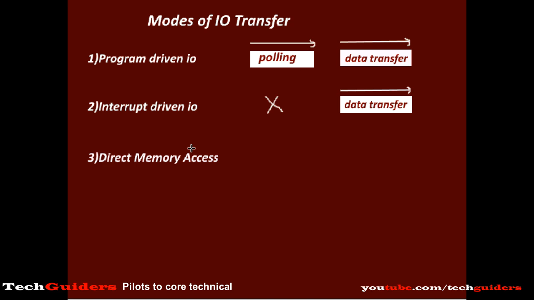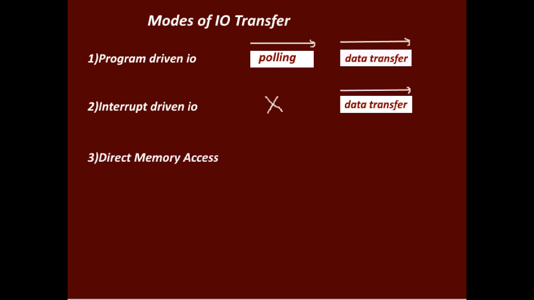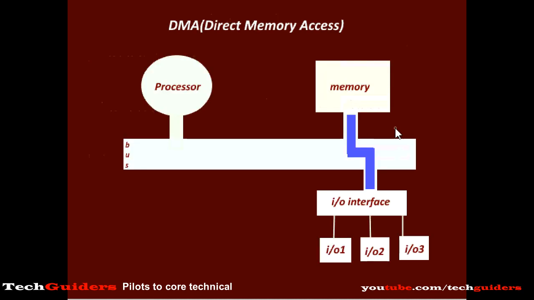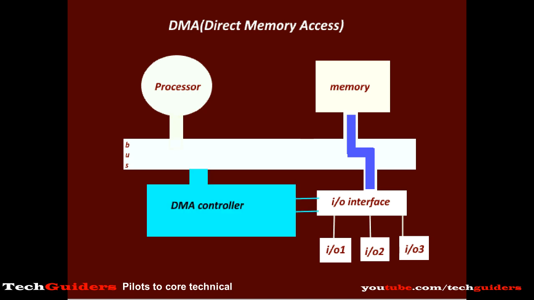So the third mode of I/O transfer is DMA, or direct memory access, in which we again reduce the overhead to the processor. Here the processor need not perform polling. Also, the processor need not actively participate in the data transfer between the memory and the external device. The processor just has to initiate the data transfer between the memory and the I/O. Data can be directly transferred between the memory and the peripheral without active participation of the processor. This is made possible with the help of a special purpose device called DMA controller in the I/O interface.